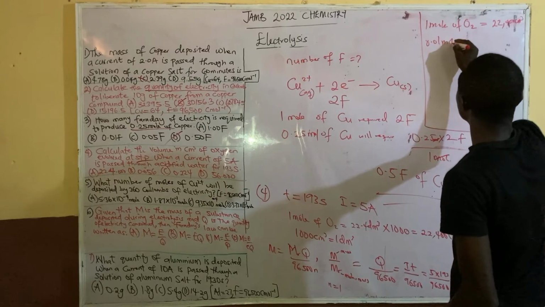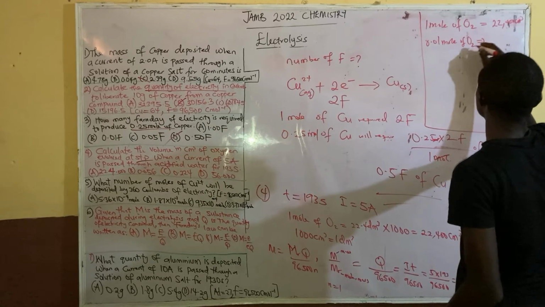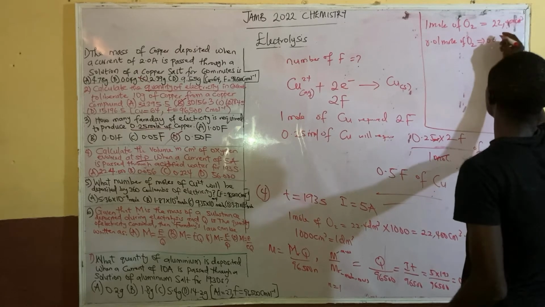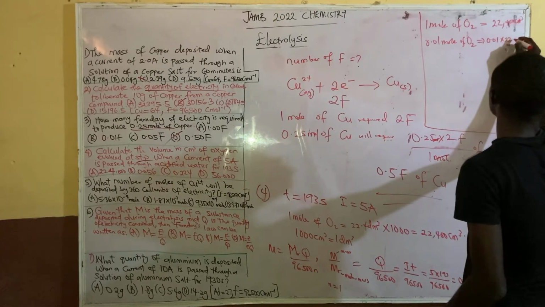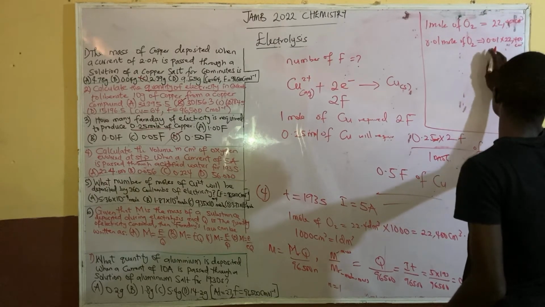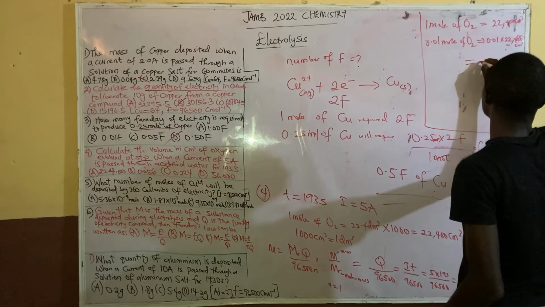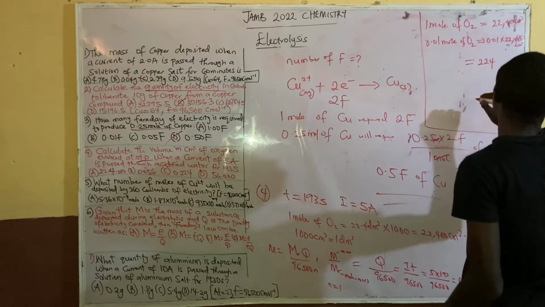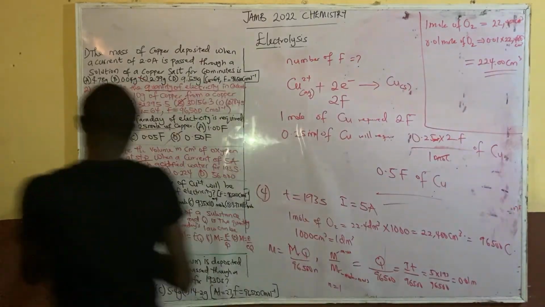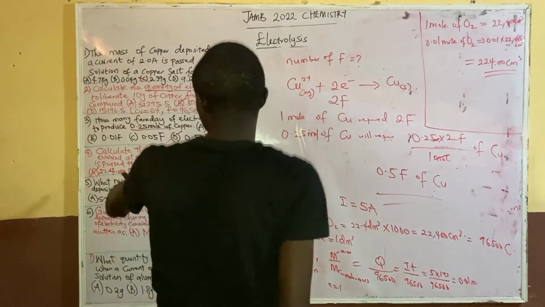0.01 mole of oxygen will be equal to 0.01 times 22,400 centimeter cube. When you multiply it, we have the answer here as 224 centimeter cube. So that's option A. That's that about that. Now let's go to the next question.